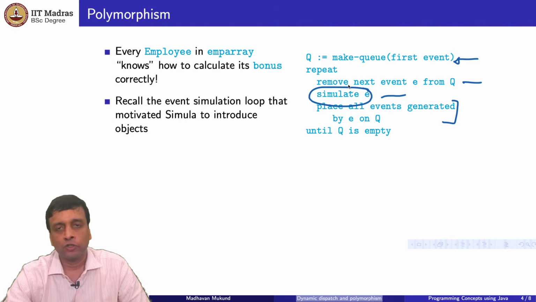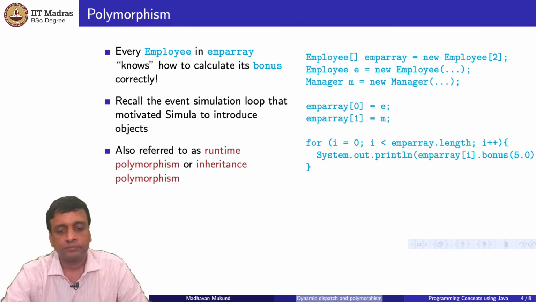So we see it in Java also. Just like that employee array which had different types of employees in it, here we have a queue which has different types of events in it. Each of the events in the queue will be a subtype of some parent event type. Each of them will have its own simulate method which overrides the parent simulate method. So when I pick up an actual event from this queue and I simulate it, it will run the local version of simulate. So that's how this dynamic dispatch works. And this was really the motivation of introducing it in a language like Simula, and that's why we use it by default in Java as well.